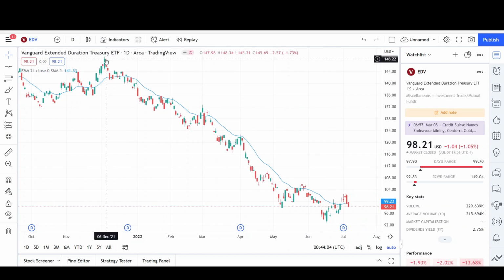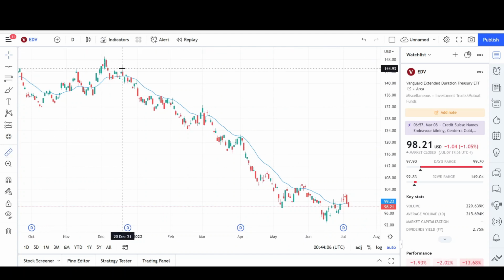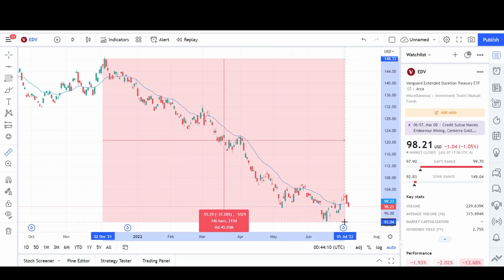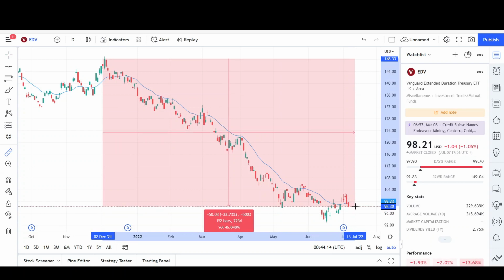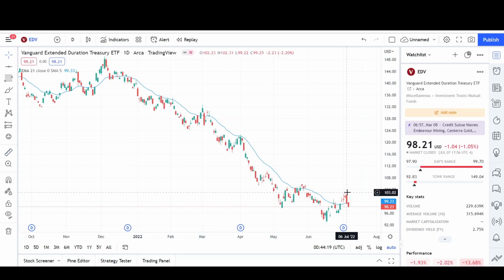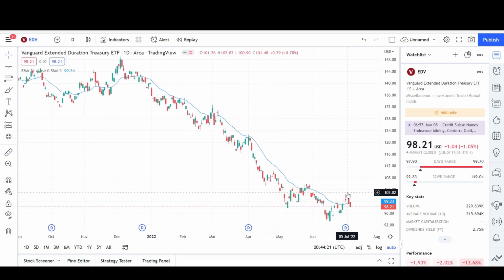You can see that there was a peak at the 148 level, and we have sold off all the way down to around the $93 level, which is about a 37% drop. Currently we're trading around the 33% drop, but that might not hold either, and we probably can see continued selling pressure for this stock.